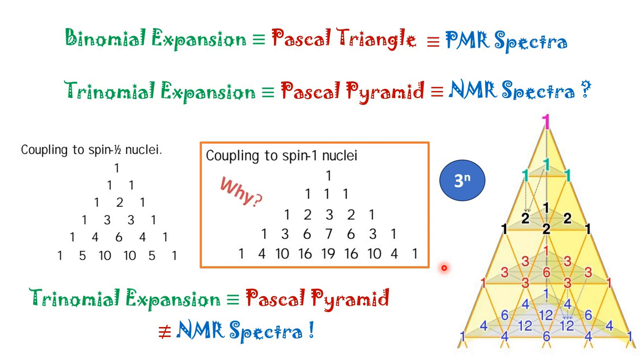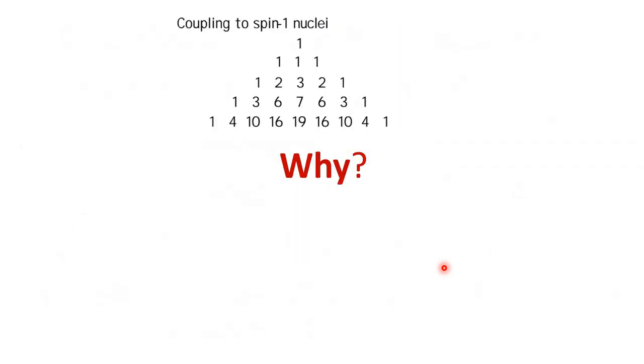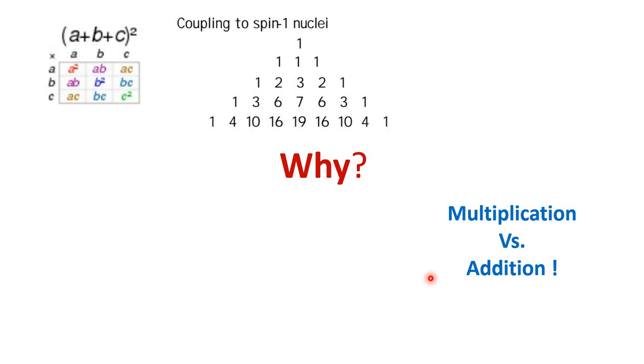Now the big question, why? Why so? Let me explore a little bit more why. This is the spin 1 nuclei pattern, and we'll try to explain why this is not matching with the Pascal pyramid. The problem lies actually in this concept, multiplication versus addition. What do I mean? It would be clear in a while. While we are doing the trinomial expansion, we are taking A B C and then A B C, and we are multiplying these values: A square, AB, AC, and so on.